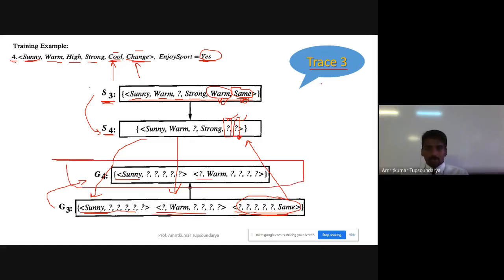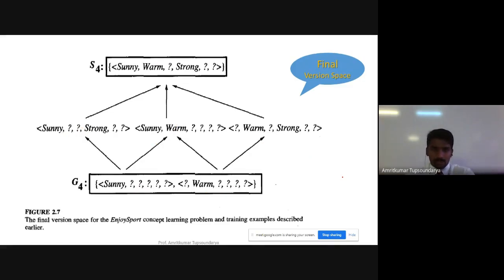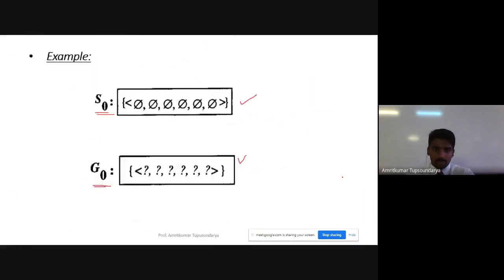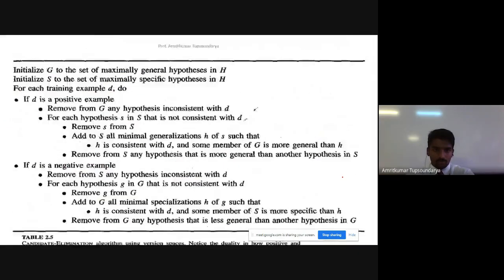So ultimately, in the final trace, in the final version space, what we saw is sunny, warm, question mark, strong, question mark, right? And in G4 we have only sunny and warm. So we have this one hypothesis, we have two more hypotheses here, and then we have three more hypotheses here. So in total we have six hypotheses in the final version space. This is exactly what we saw in our previous lectures. Let me go back and show you.